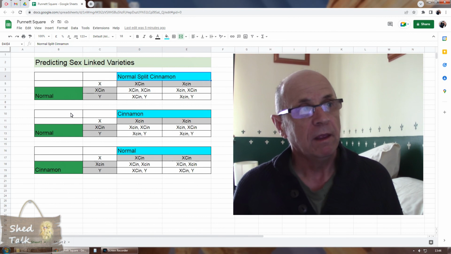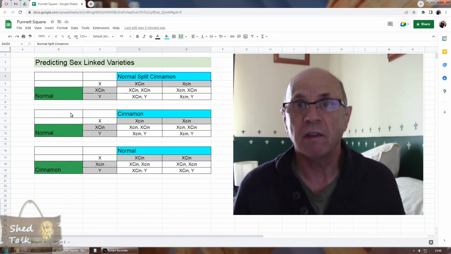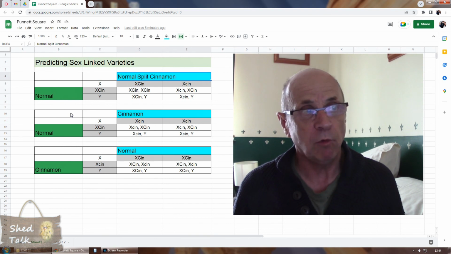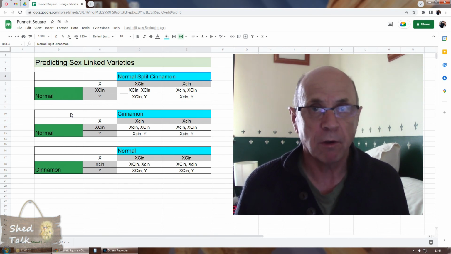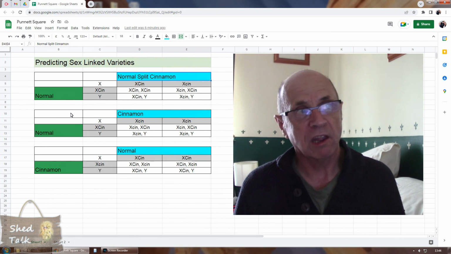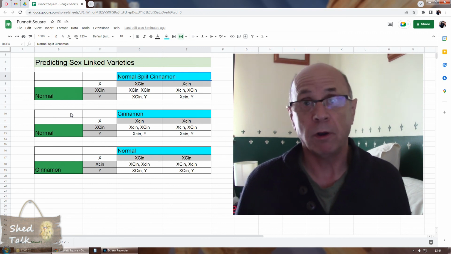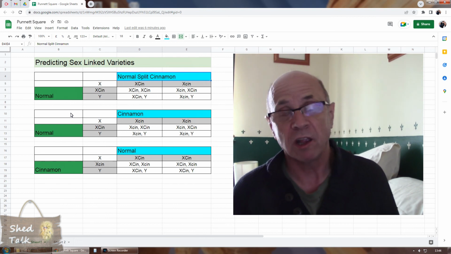Okay, so that's how the recessive allele works on the sex chromosome, and exactly the same process would work for any of the sex-linked alleles or sex-linked varieties, such as the Ino or opaline, for example. So they would work exactly the same as this.